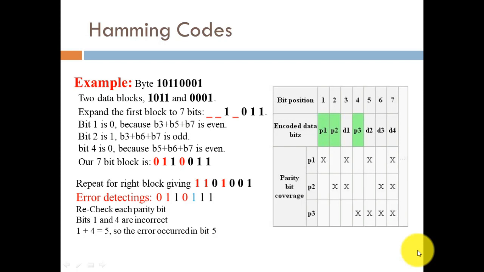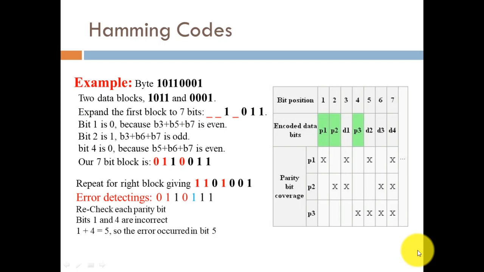So how are we going to evaluate this parity? Here we have mentioned how. Parity bit 1 is evaluated as B3 plus B5 plus B7, where the bits are B1, B2, B3, B4, B5, B6 and B7. So 1 plus 0 plus 1 gives 0, meaning we have an even number of ones. That is why, for even parity, this gives 0.